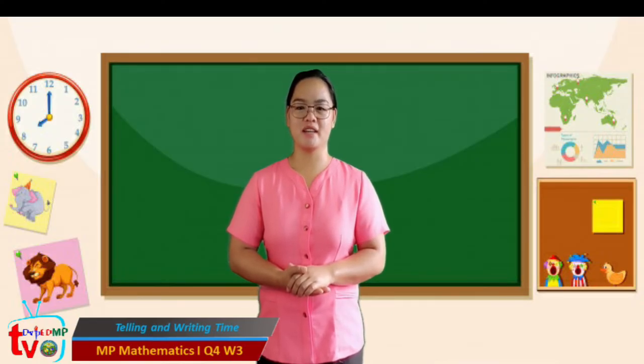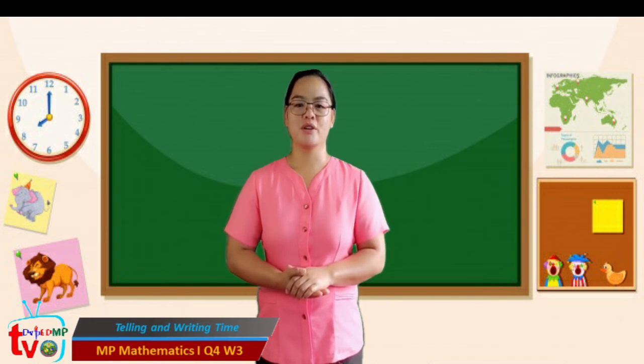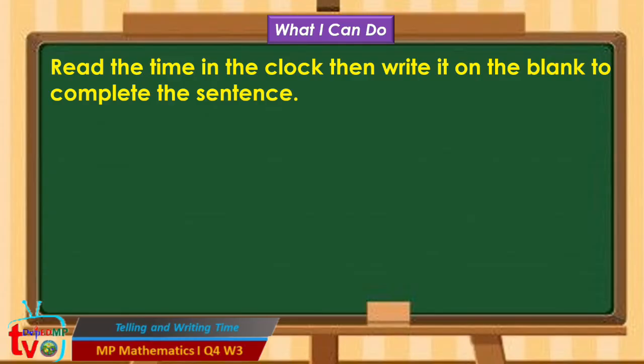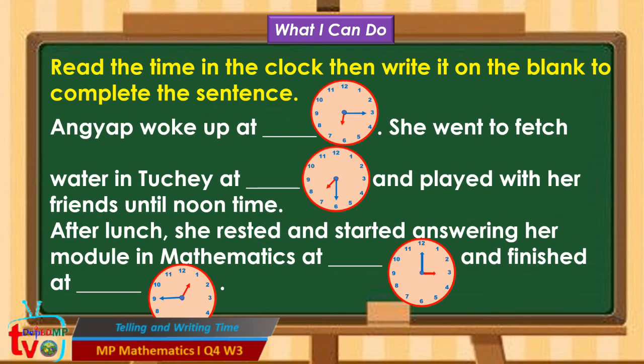Here are the activities done by Amyat at home. Read the time shown in the clock, then write it on the blank to complete the sentences. Amyat woke up at blank. She went to fetch water in Tuchoy at blank and played with her friends until noontime. After lunch, she rested and started answering her module in mathematics at blank and finished at blank.